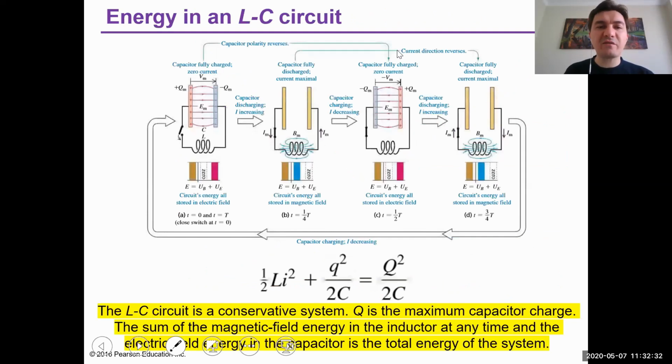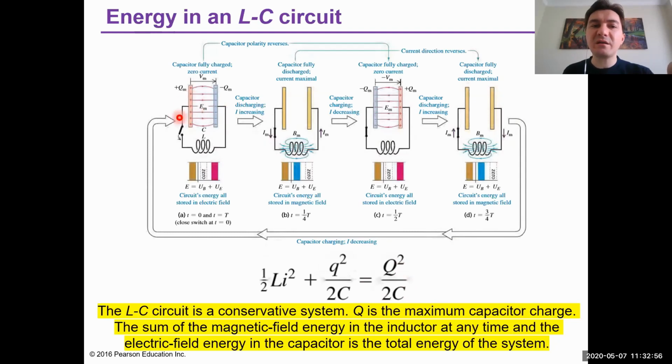So now let's finish with the energy in an LC circuit. So the total energy in the capacitor is given by Q squared over 2C. This is the capacitance of the capacitor. This is the total charge, maximum charge of the capacitor, okay? This is the maximum energy.